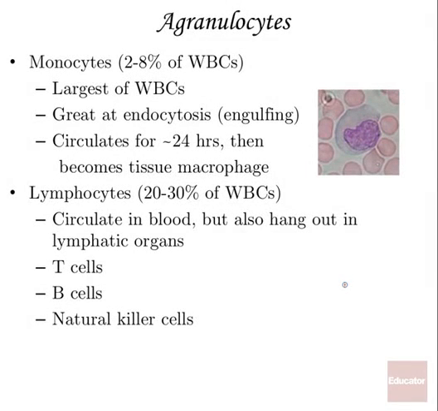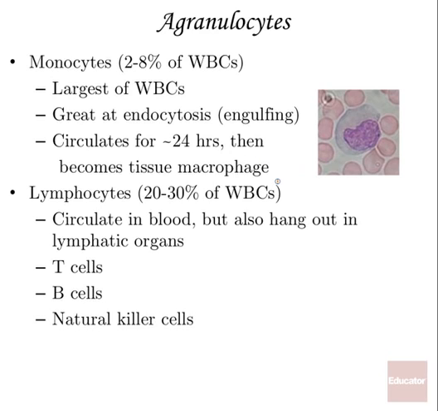Agranulocytes are the opposite, meaning they don't have those granules. They don't have as many dots in them. Monocytes are one type of agranulocyte. That's about 2 to 8% of white blood cells, depending. They are the largest white blood cells, large compared to the others. They're great at endocytosis, like I mentioned before, with that amoeba action of wrapping around and engulfing bacteria and what have you. They tend to circulate in the bloodstream for about a day, and then they end up in a tissue outside of the bloodstream as a macrophage.